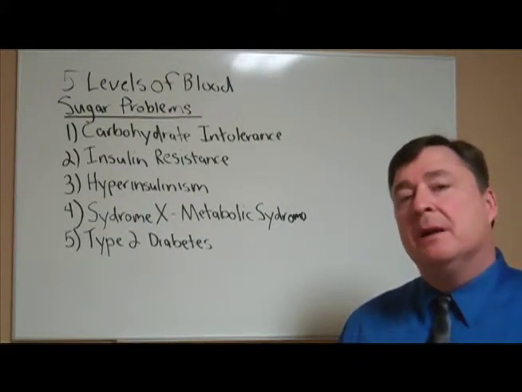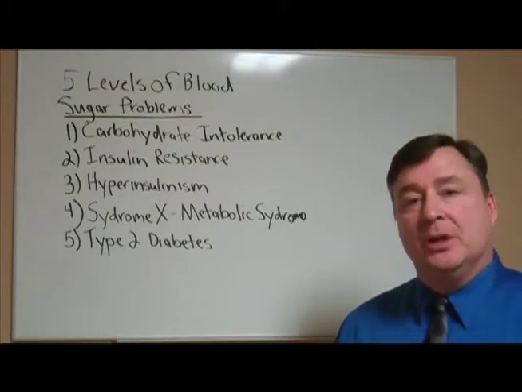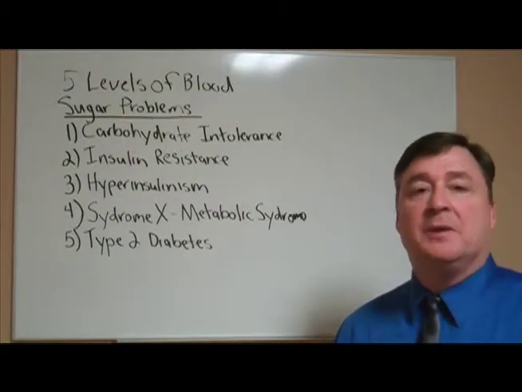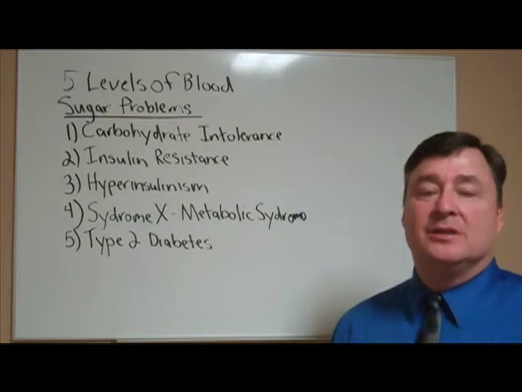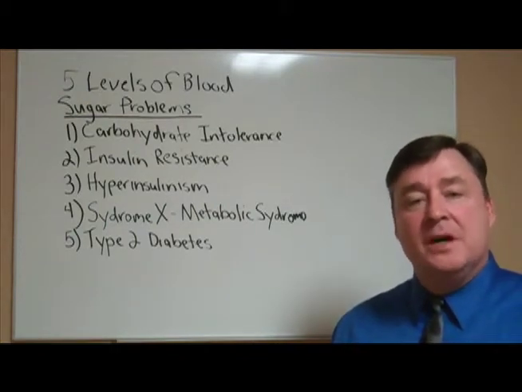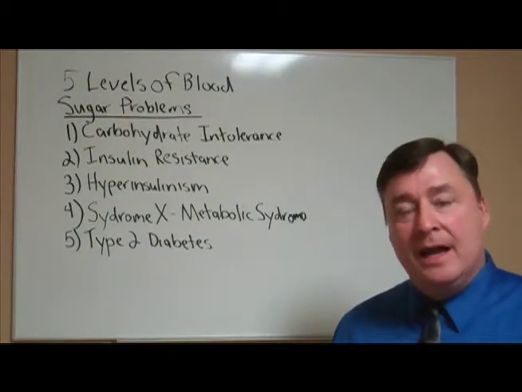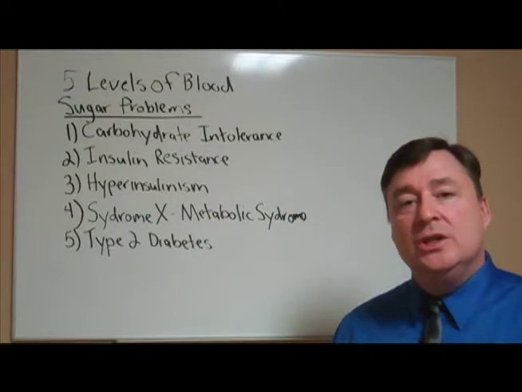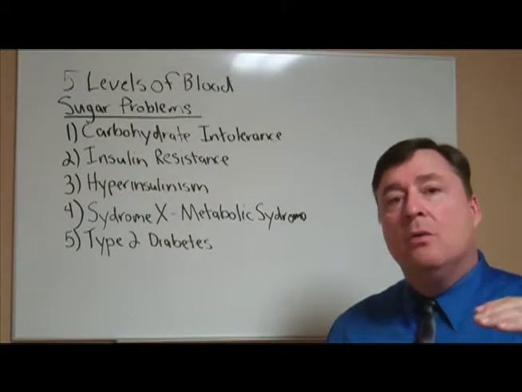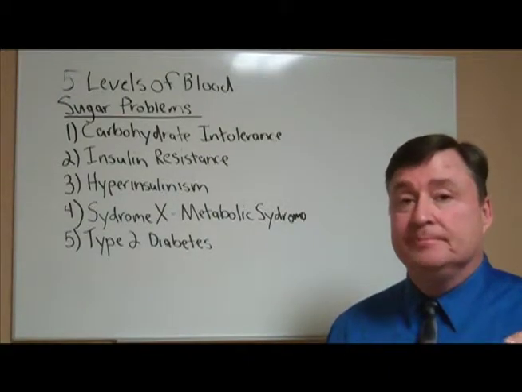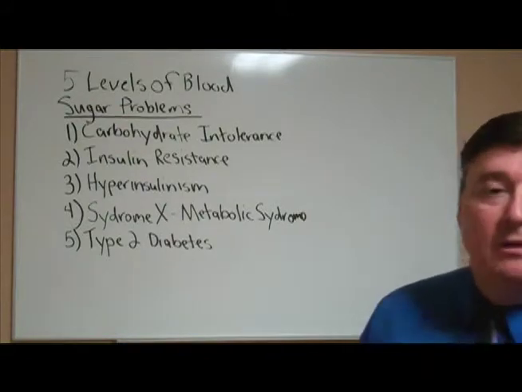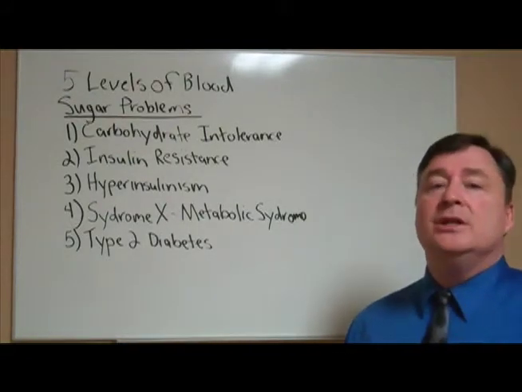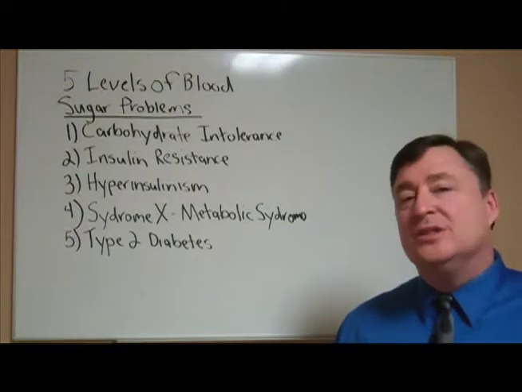Now I'm going to explain the 5 different types of blood sugar problems that you could be experiencing, and probably are experiencing right now, so that you'll have a much better understanding of where you're at, and as you continue to improve and get better, what you should be expecting. So the first level of blood sugar problems is called carbohydrate intolerance. And this is very common.